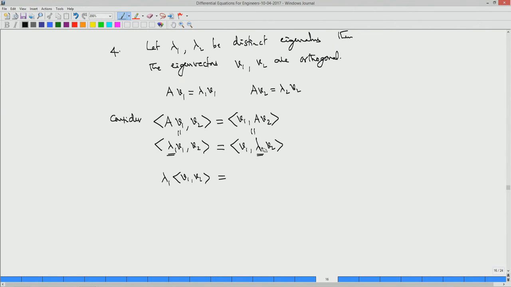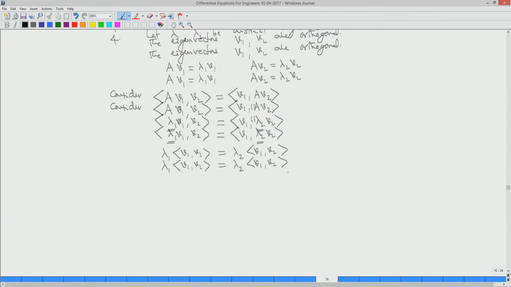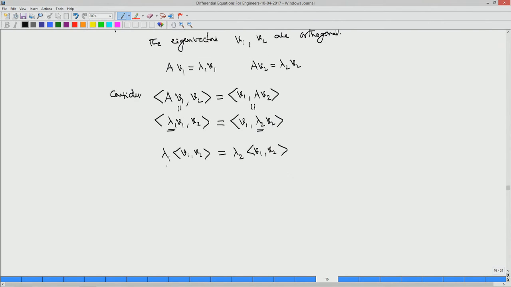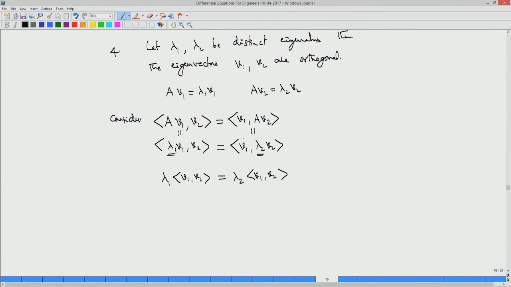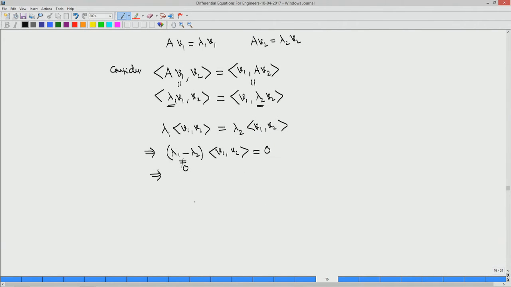So when it comes out as a bar, because it is real, it is the same as lambda 2 times V1 dot V2. Now, V1 and V2 are eigenvectors, so they are non-zero. Lambda 1 is not equal to lambda 2, so lambda 1 minus lambda 2 times the dot product V1 V2 has to be 0. Now, lambda 1 minus lambda 2 cannot be 0, so the dot product has to be 0, which implies V1 and V2 are orthogonal.